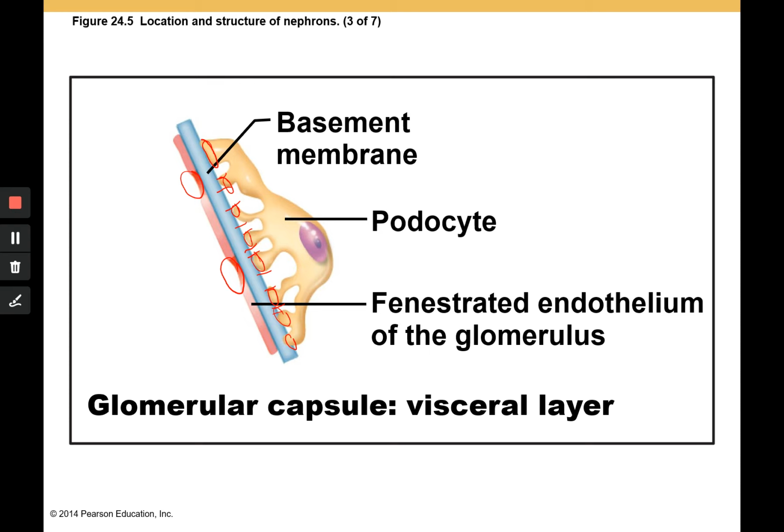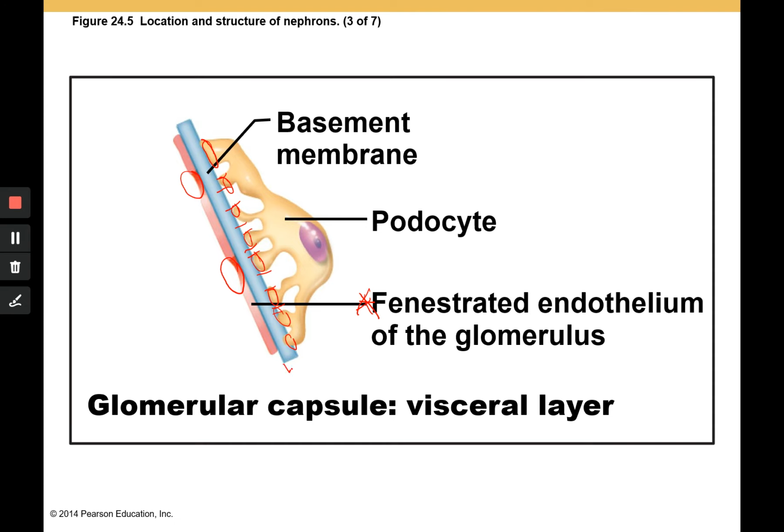So the glomerulus is just a blood vessel. It's a capillary bed, so they're really small blood vessels. And it's a fenestrated capillary bed, so there's holes in the epithelium. If you remember back to the cardiovascular chapters, capillaries are made up of one layer of tunica intima, or simple squamous epithelium. So we have really thin cells with holes in them, and that's what we're seeing here. Fenestrated endothelium of the glomerulus. Fancy way to say one layer of simple squamous epithelium with holes in it.